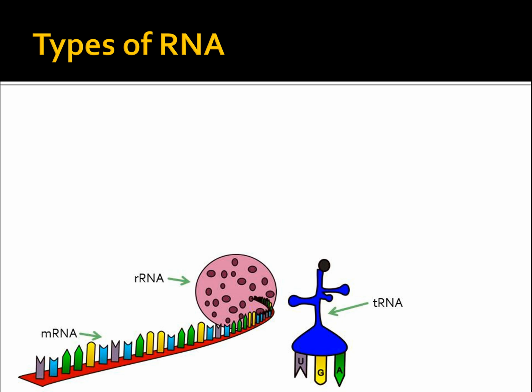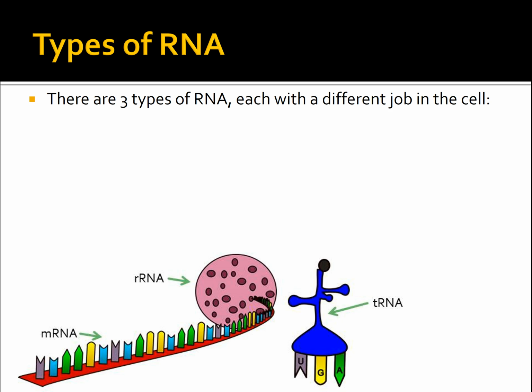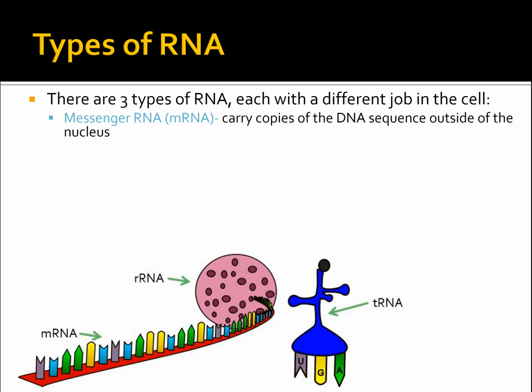Okay, there are three types of RNA. Each has a different job in the cell. First, messenger RNA, or mRNA, carries copies of the DNA sequence outside of the nucleus. We call it messenger RNA. It's easy to remember. It's carrying a message outside the nucleus for the cell.